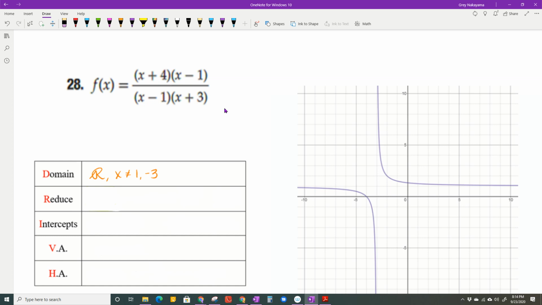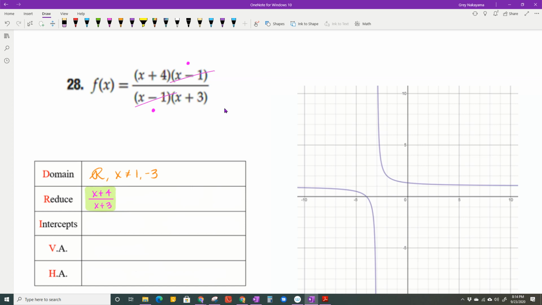Can I reduce this? Aha! I have a common factor on the top and the bottom, so they go away. And if they go away, what am I left with? I am left with x plus 4 over x plus 3. That is what I'm going to use to answer the rest of the problems. Makes your life a lot easier.